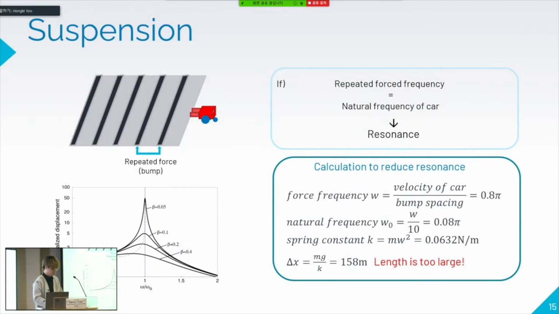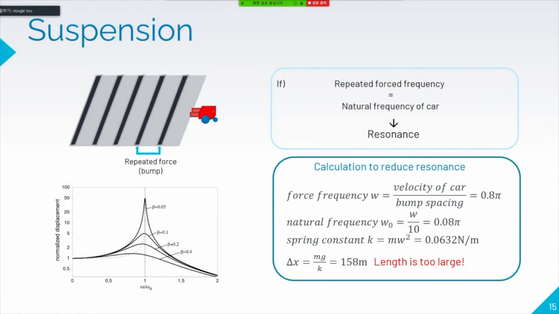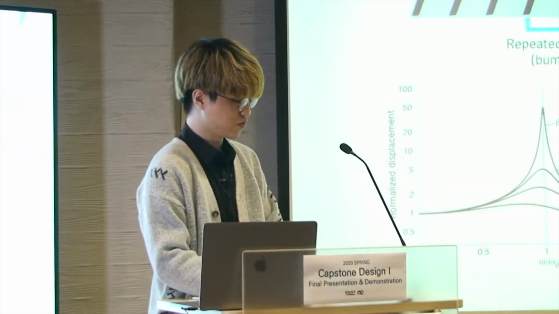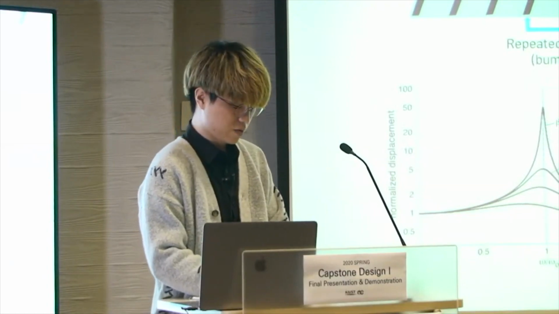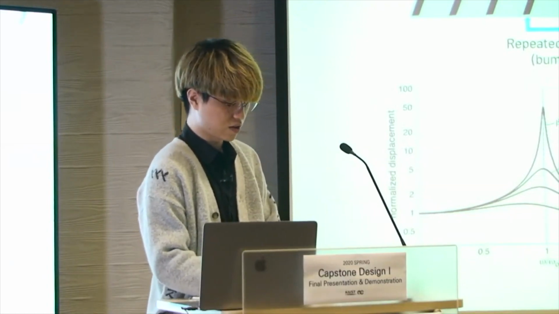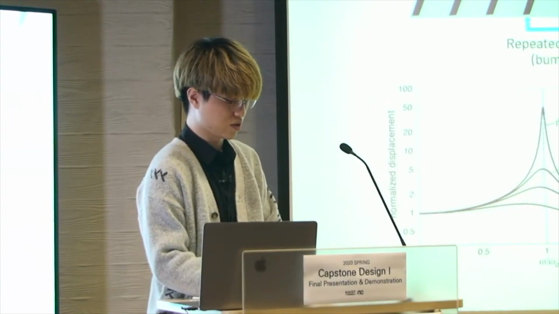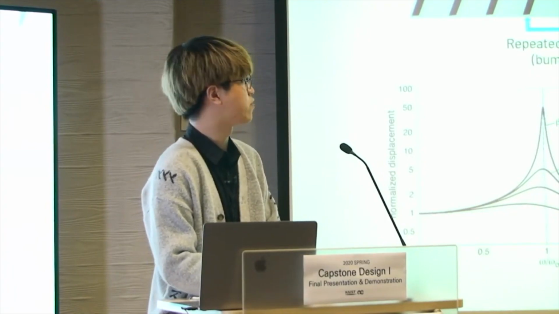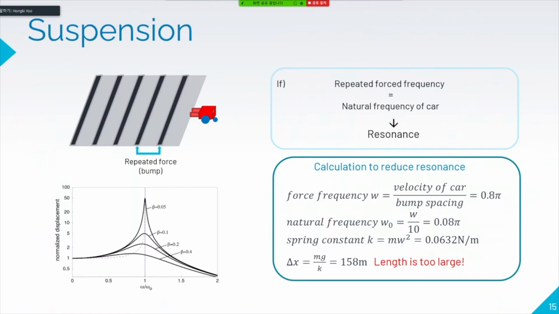For our suspension, we had a few worries about the entrance zone. If the frequency of repeated force is equal to the natural frequency of the car, there will be resonance. So we had to calculate the suspension values to reduce the effect of the forced frequency and the resonance. But the value of K came out too small, so if our car is placed on the suspension, the deflection of the spring will be too large.